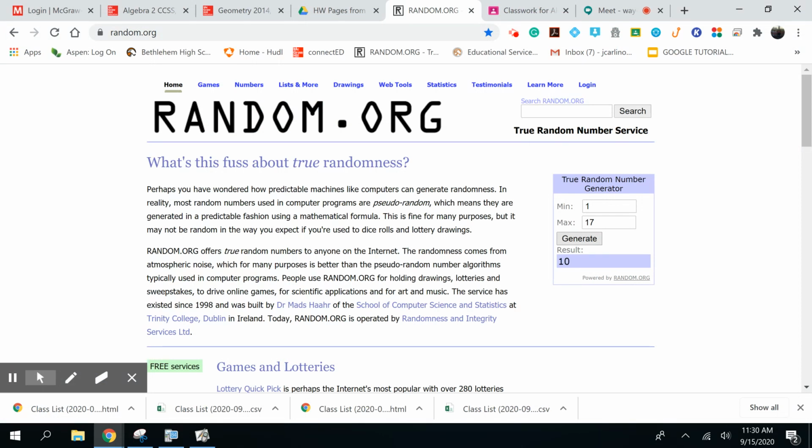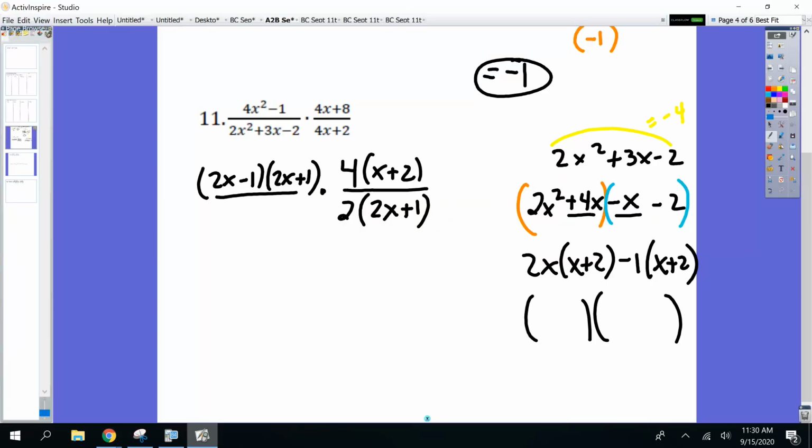10. No. Caroline, go ahead. Ready? What's in common on the left and the right? 2x minus 1. Okay, yeah, and x plus 2. Good job. That's what's going to go into my denominator now. I know that was a lot of work, but some people can work quicker than others, which is fine.